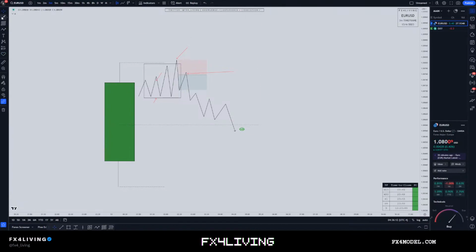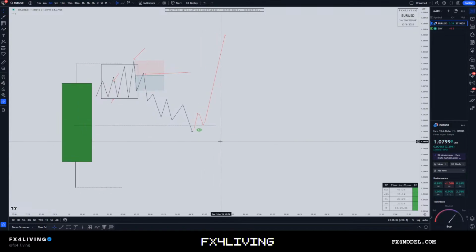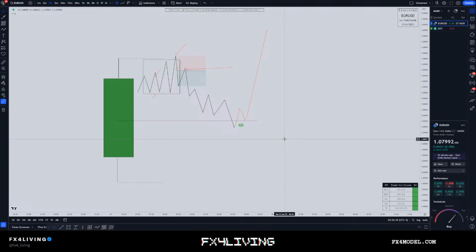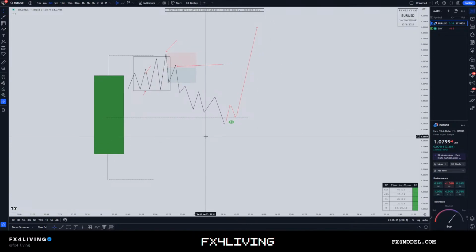So what do you want to see? You want to see a reaction of this. You want to see a displacement, a retracement inside this fair value gap here. And you want to see the price going back up. So this is what I mean by that. And I need to find a better way to explain that, because I feel that it's complicated, but it's not complicated. When you know exactly what you're looking for, it's not complicated at all.